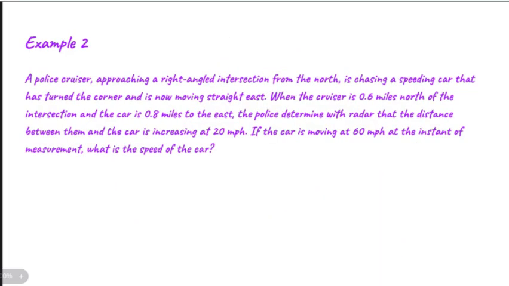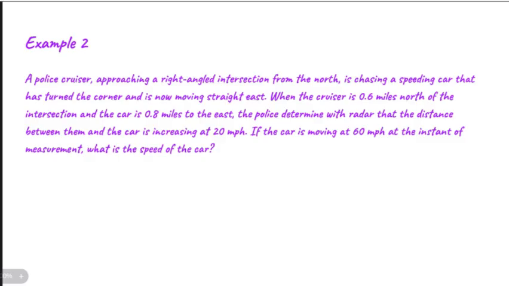A police car is approaching a right-angled intersection from the north, chasing a speeding car that has turned the corner and is now moving straight east. When the cruiser is 0.6 miles north of the intersection and the car is 0.8 miles to the east, the police determine with radar that the distance between the cars is increasing at a rate of 20 miles per hour. The car is moving at 60 miles per hour at the instant of measurement. What is the speed of the car?